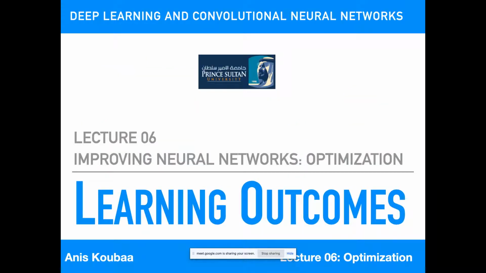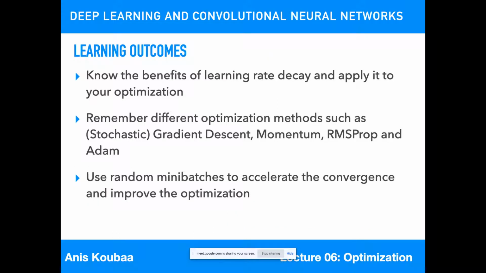So in today's lecture, we are going to learn a little bit more about the other optimization algorithms that are used in conjunction with the training process. And the learning outcomes are as follows. First, you will know the benefits of the learning rate decay and how to apply it to your optimization. You will remember the different optimization methods such as stochastic gradient descent, SGD, momentum, RMSprop, and Adam optimizers. So all of these are what we call optimizers.